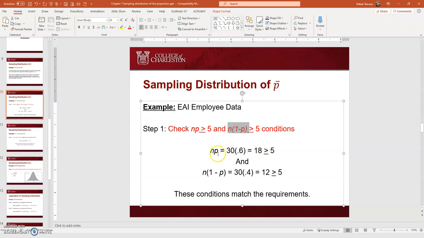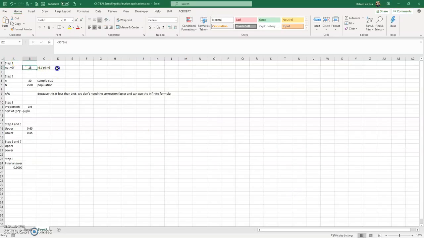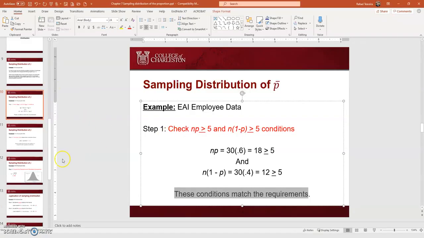Okay, so that's the conditions. Check it here, check it here. These conditions match the requirements. Okay, so 12 is higher than 5, 18 is higher than 5. We can move on to step 2.